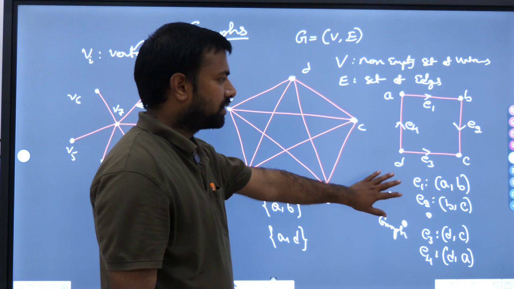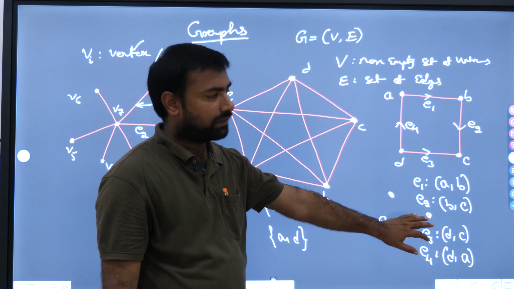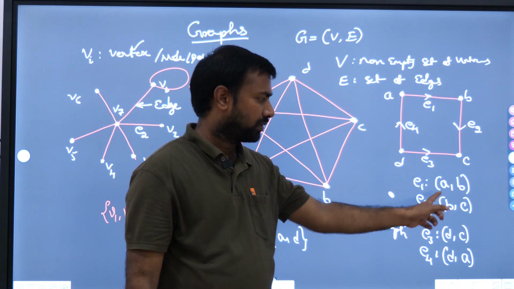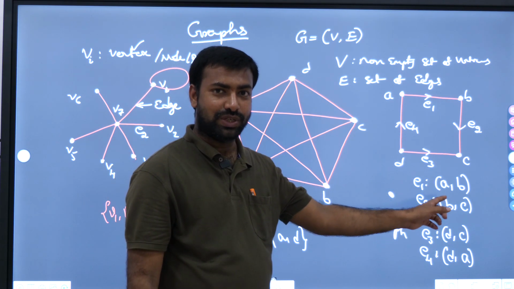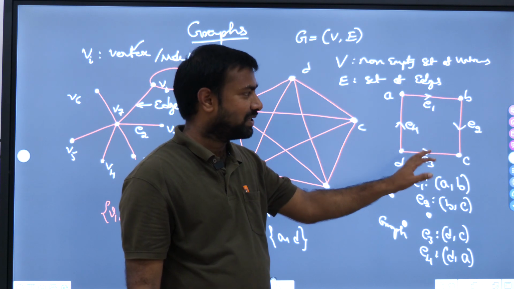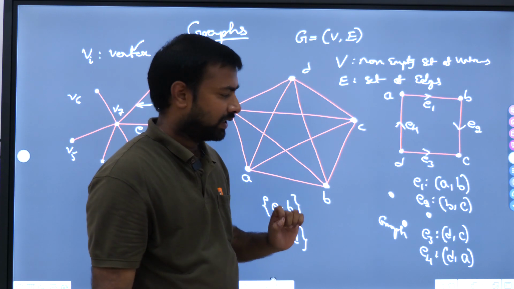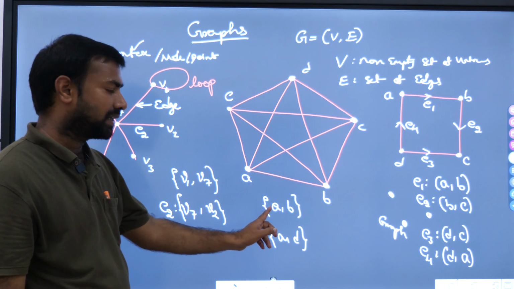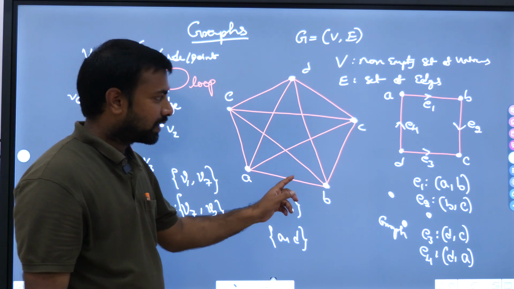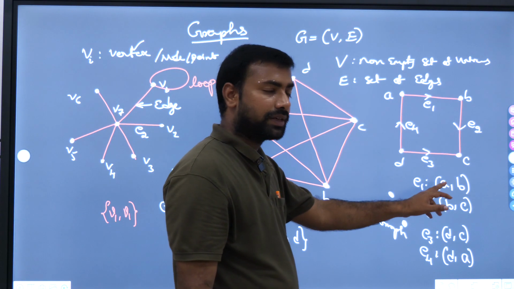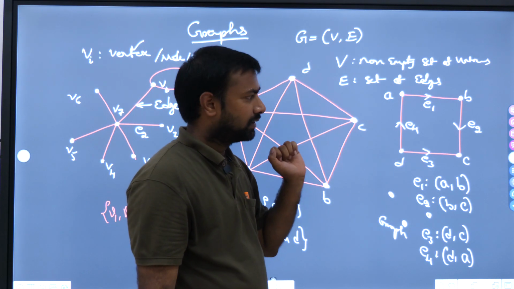This is an example of a directed graph, and this is how we represent an edge in a directed graph. In an undirected graph, we represent it with a set notation, whereas in a directed graph, we denote it with an ordered pair.